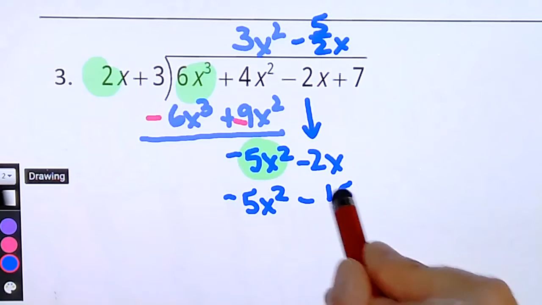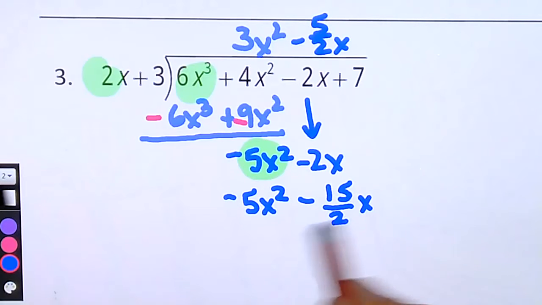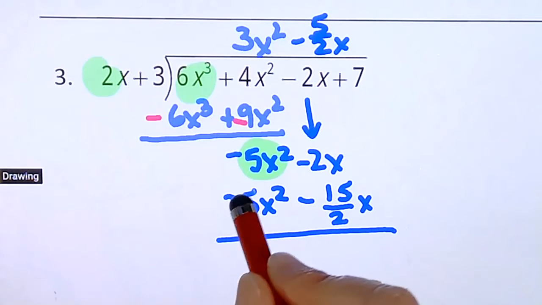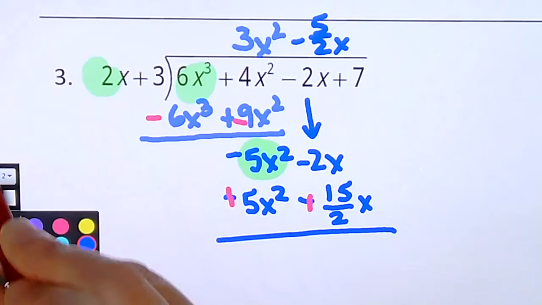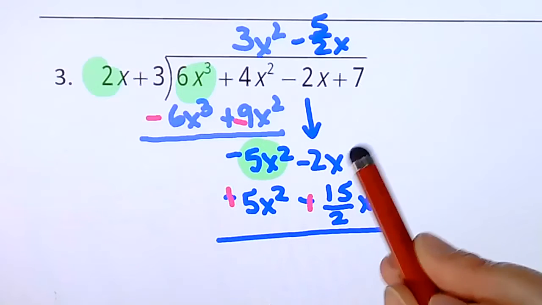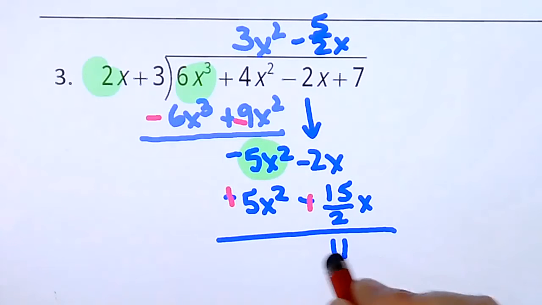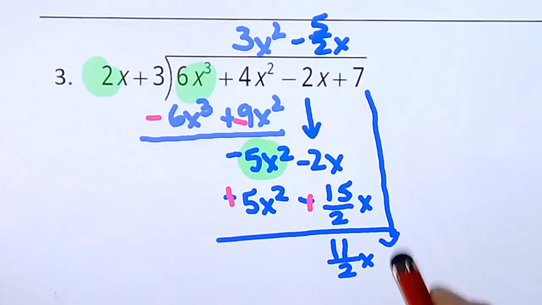Negative 15 halves x. And then I am going to minus. So this becomes a positive, this becomes a positive. I do that math. Now here, this is going to cancel out. Here, this is really a negative 4 halves and a 15 halves, which is an 11 halves x. And we're going to bring down our 7.